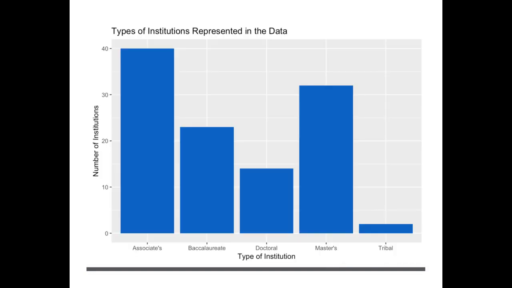So, here are the types of institutions represented in the data. They're in terms of simplified Carnegie classifications. You can see associates and masters granting institutions making up the bulk of the data.